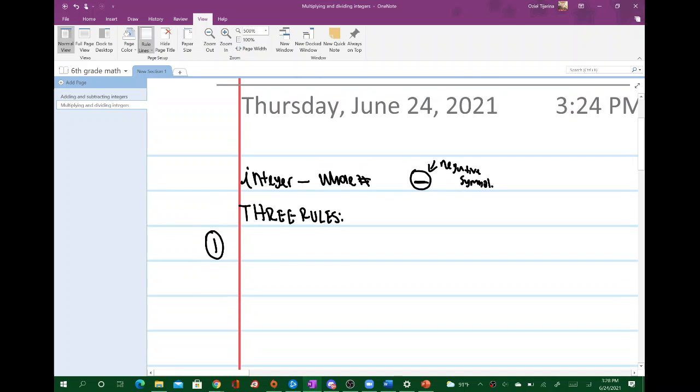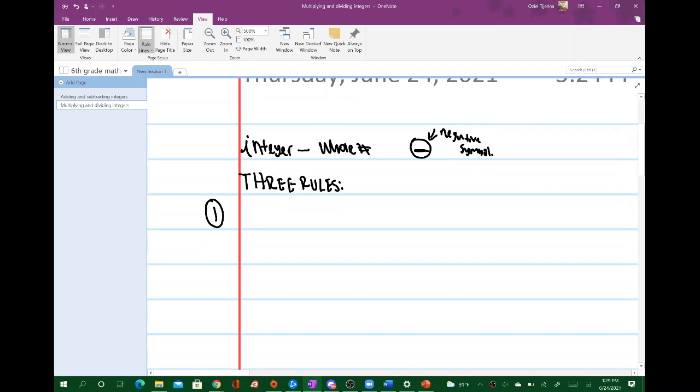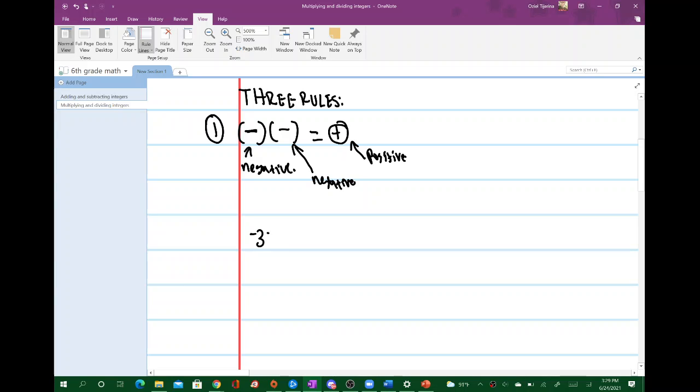So the thing is, with negative numbers, okay, if you have a negative times a negative, that turns into a positive. We know that this is a negative number, and we also know that this is a negative number, and this is positive. So let's say I have something like negative 3 times negative 4. What is that? Well, that is really 12, because negative times negative is positive.